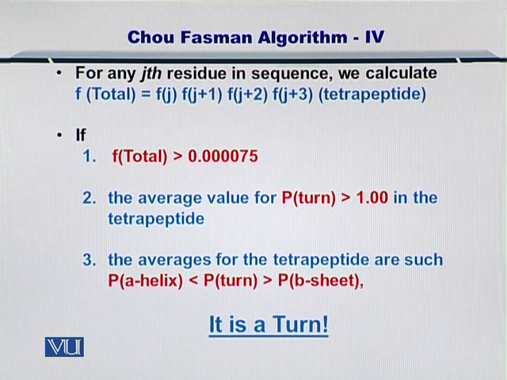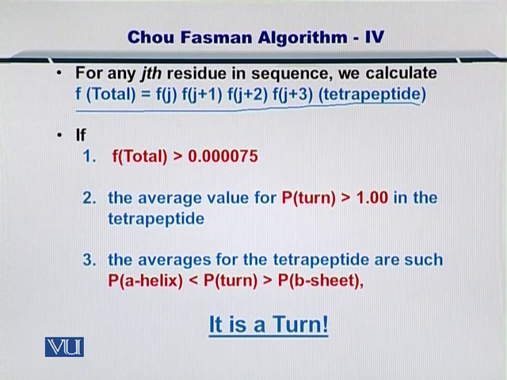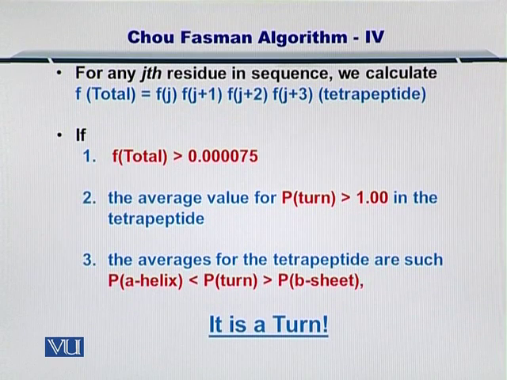So let me go over it again. So consider any 4 amino acids. You use the lookup table and you can find out their propensities to form a turn, and you can multiply them together using the equation given here, and you can arrive at F total. Now if the value of F total is greater than 0.000075 as well as that the propensity for the turn is over 1 and that the propensity of this turn is also greater than beta sheet and alpha helix, then it is definitely a turn. So using this scheme, you can compute the propensities and the turns.